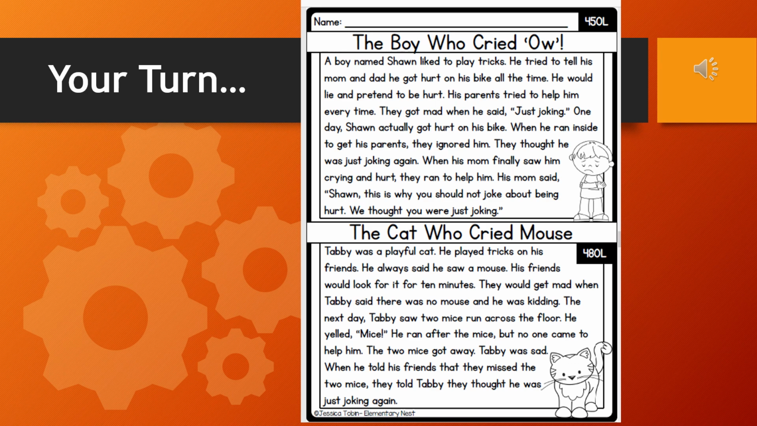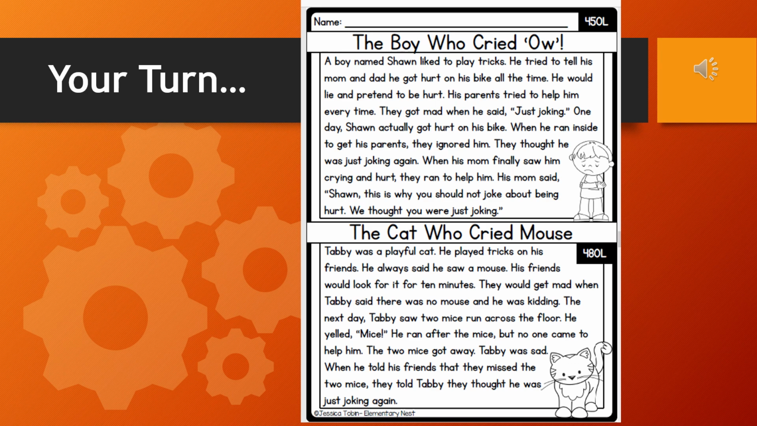The next story is The Cat Who Cried Mouse. Tabby was a playful cat. He played tricks on his friends. He always said he saw a mouse. His friends would look for it for 10 minutes. They would get mad when Tabby said there was no mouse and he was kidding.